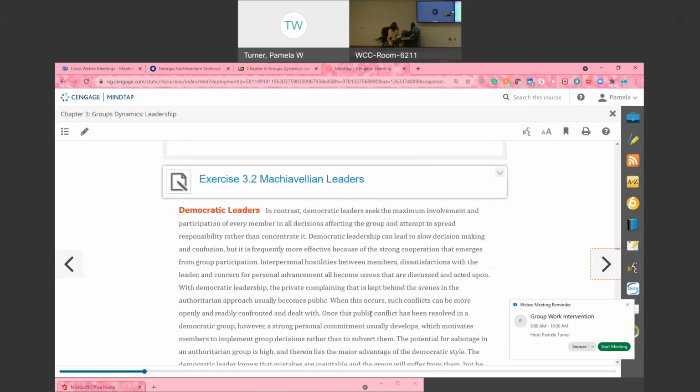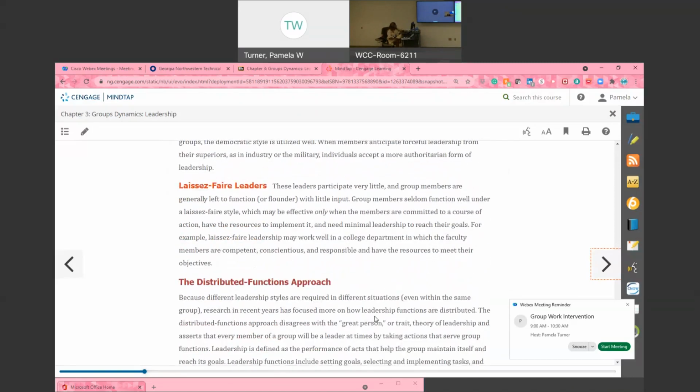Okay. Democratic leaders, on the other hand. Democratic, and it's not Democratic versus Republican. This is not a political stance. Democratic leaders are people that have say-so, right? So we're going to vote on it, or we're going to see how the rest of the group wants to do it. Democratic leaders seek the maximum involvement and participation of every member in all decisions affecting the group and attempt to spread responsibility rather than concentrate it. The democratic leader is not trying to be in charge. They're really just trying to make sure that everybody participates in group, that we all have that buy-in, and having that buy-in is what really matters to get those processes done.